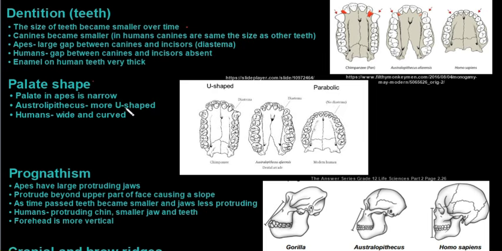Then the palate shape. So in apes there's a very narrow palate shape, and in Australopithecus you've got a U-shaped palate. That's a very ugly U. And then in humans it's wide and curved. So that's how you would explain that.